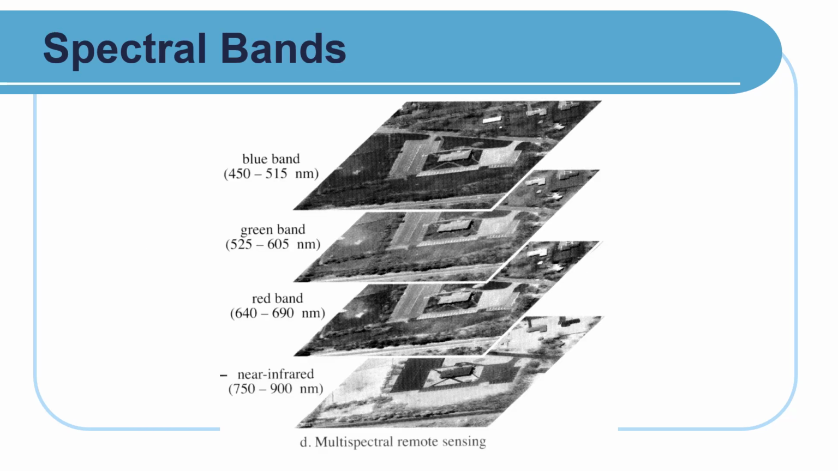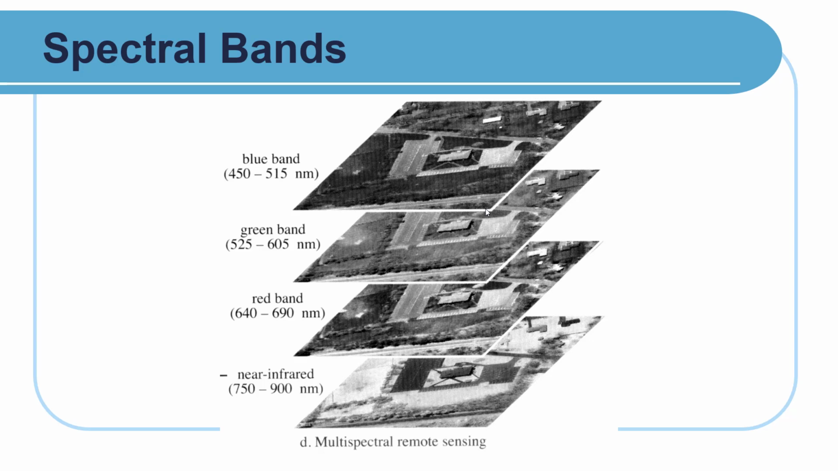So spectral bands, if we add them into a GIS project, and you should recognize this as a schematic of what GIS layers are like, this is showing you a blue, green, red, and near infrared band, and it's showing you in parentheses the corresponding wavelengths of the electromagnetic spectrum. So for blue, it was information that was collected between 450 and 515 nanometers. Green was 525 to 605 nanometers. The red was 640 to 690 nanometers. And the near infrared was 750 to 900 nanometers.